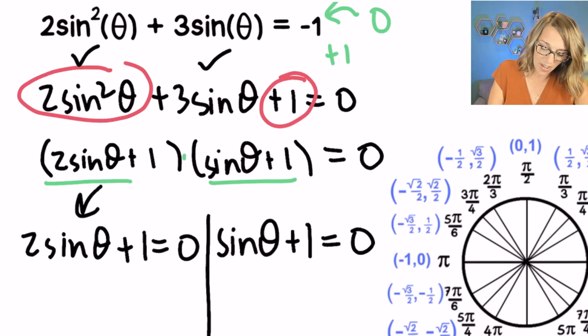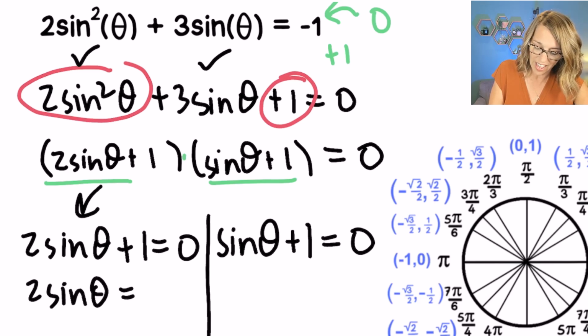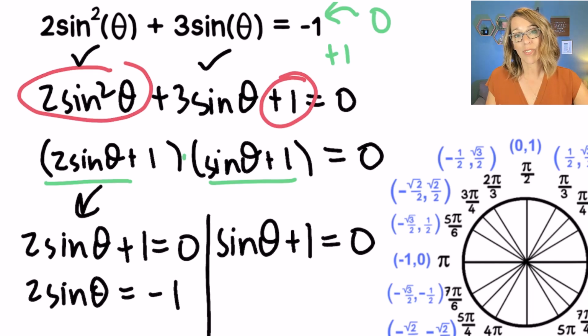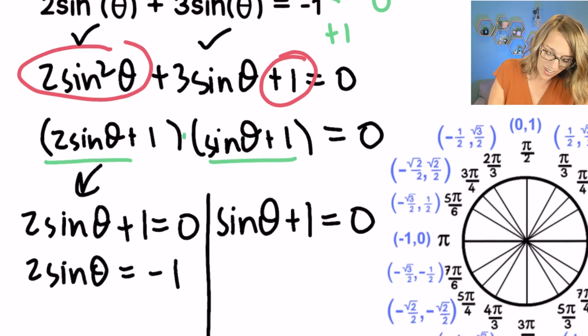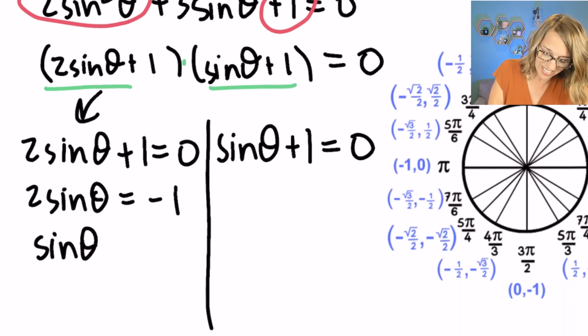Let's start by subtracting that 1 from both sides. I'm going to work on the equation on the left. And then I want to divide both sides by 2. I'm isolating that sine theta. So I get that sine theta is equal to -1/2.